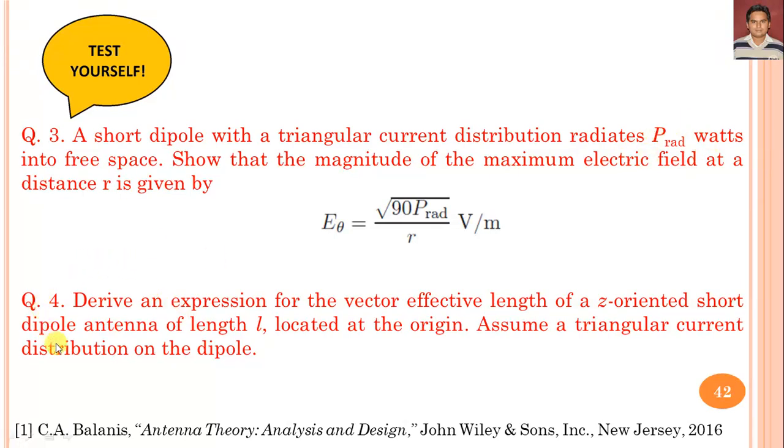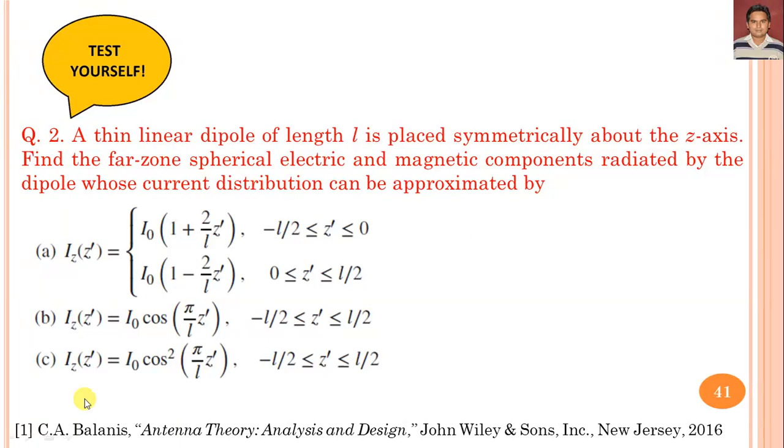And this is the fourth example. In this example you need to calculate the vector effective length of a z-oriented short dipole of length L located at the origin, and assume a triangular current distribution on the dipole. It means it is a short, or we can say small, dipole, for which we need to calculate the expression of the vector effective length, and this is very important. So these are three problems to test yourself.